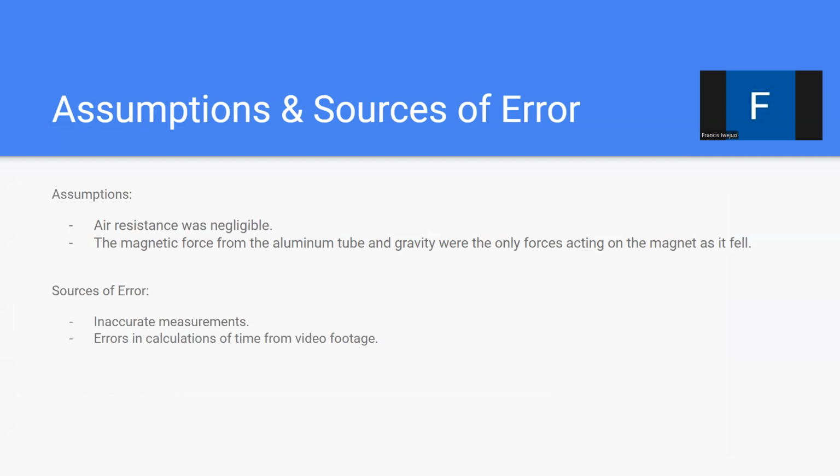Some of the assumptions for this lab were that air resistance was negligible, and that the magnetic force from the aluminum tube and gravity were the only forces acting on the magnet as it fell through the aluminum tube. Some potential sources of error included inaccurate measurements and errors in calculations of the time it took the magnet to fall through the tube in each of the trials.